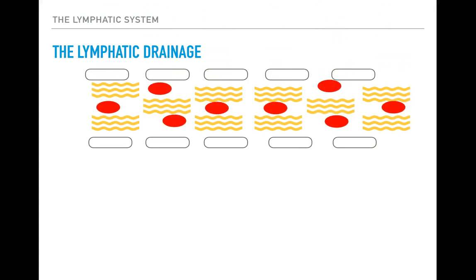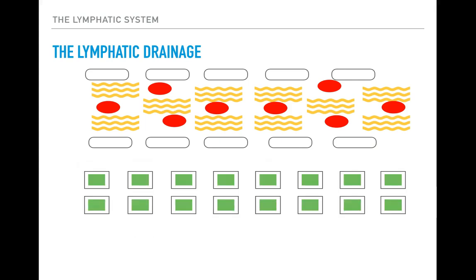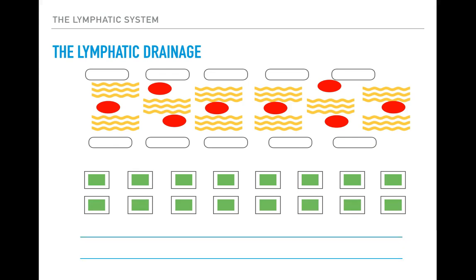Next, we have some body tissue noted here by our green filled boxes. Just below this, we have what represents our lymphatic vessels. So in recap, here are the structures we've identified thus far.